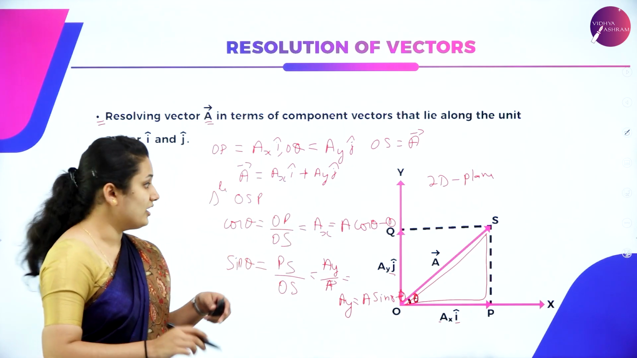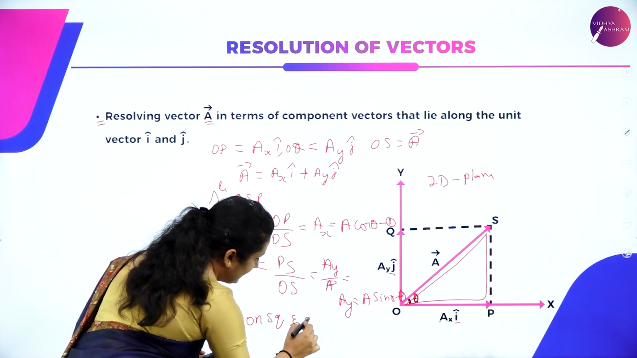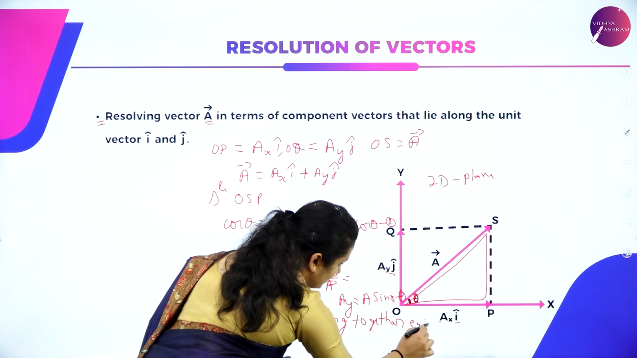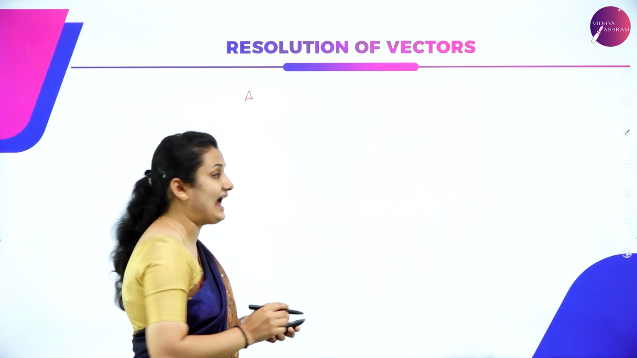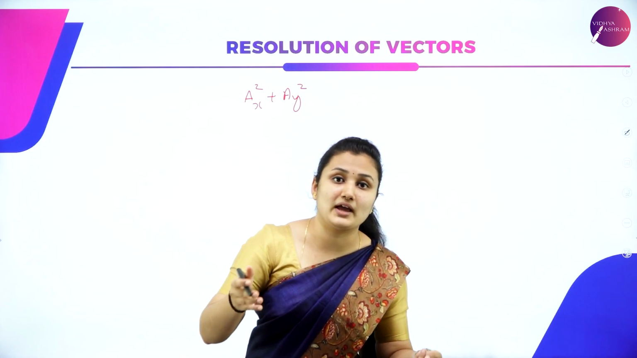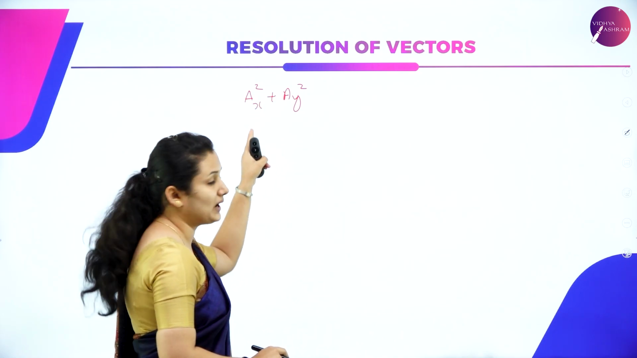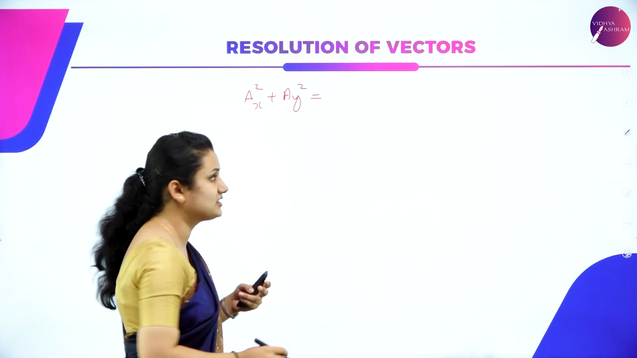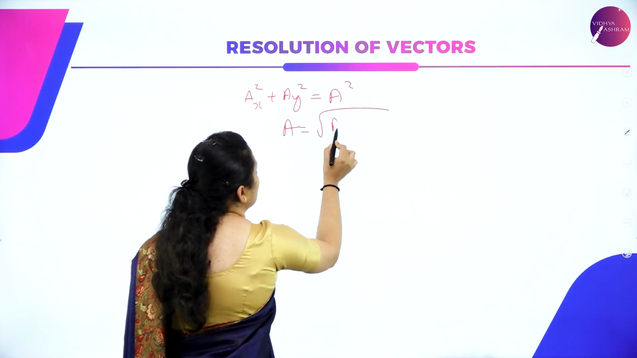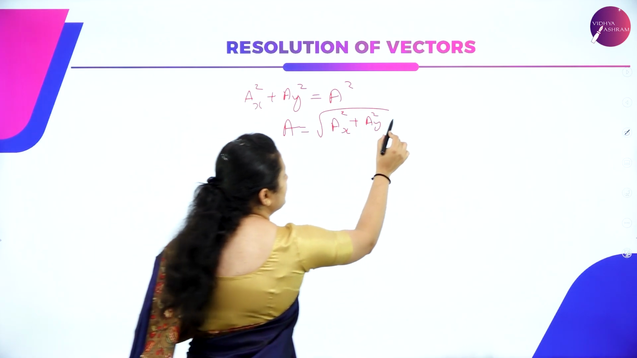I got equation 1 and 2. On squaring and adding together equations 1 and 2, you will get AX square plus AY square equal to A square times cos square theta plus sin square theta. That is nothing but 1. So the remaining will be AX square plus AY square is equal to A square. On shifting the square root to LHS, A is the square root of AX square plus AY square. So this is the magnitude.